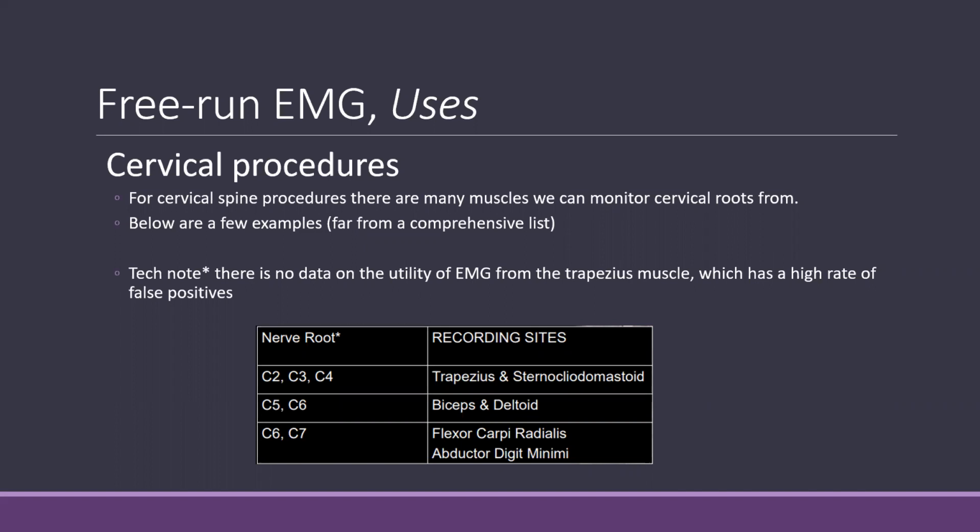So for cervical procedures, there are many muscles that we can monitor cervical roots from, but we're just going to give a few examples here. This is far from a comprehensive list. On this list, we see trapezius and sternocleidomastoid for nerve roots in C2, 3, or 4, the cervical plexus. And we see biceps and deltoid for C5, 6, C6, 7, flexor carpi radialis, and abductor digiti minimi quinti, the 5th digit. Again, not a comprehensive list.